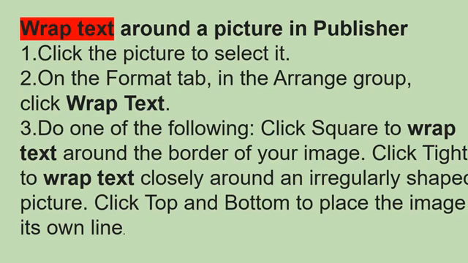Do one of the following. Click Square to wrap text around the border of your image. Click Tight to wrap text closely around an irregular shaped picture. Click Top and Bottom to place the image on its own line. Therefore, that's how you deal with text wrapping. We usually have Square, In Front of Text, Behind Text, Tight, Inline, etc.